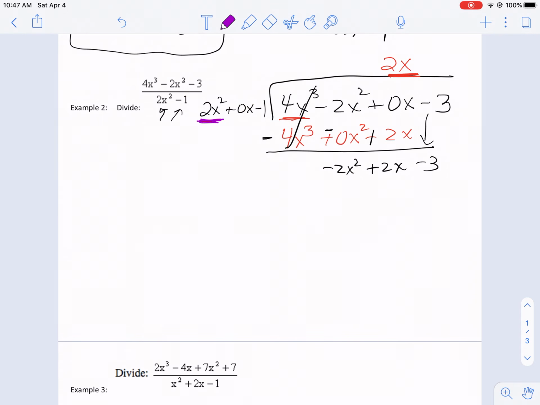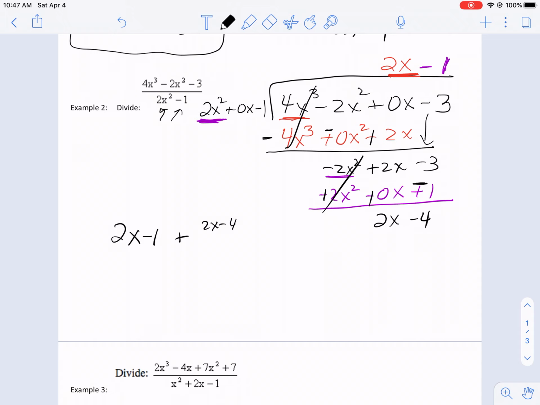So what do I multiply a 2x squared by to get a negative 2x squared? I would multiply by a negative 1. So distribute your negative 1, and you get negative 2x squared minus 0x plus 1. Subtraction step, change all the signs. 2x squareds cancel. I get 2x and a negative 4. So our answer is the quotient plus the remainder over the divisor. And you can choose to put the 0 term in there or leave it out. It doesn't matter.